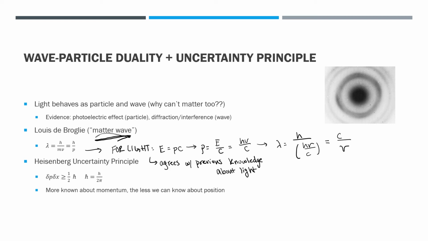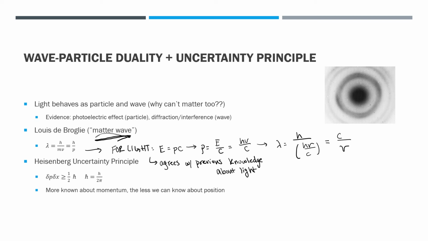So if you try calculating this for anything macroscopic, like a baseball or something like that, you'll realize that the lambda that you calculate is really, really, really small. And this should make sense, right? Because we don't observe matter acting as a wave on a daily basis. It makes sense that the lambda would be really, really small and sort of undetectable.